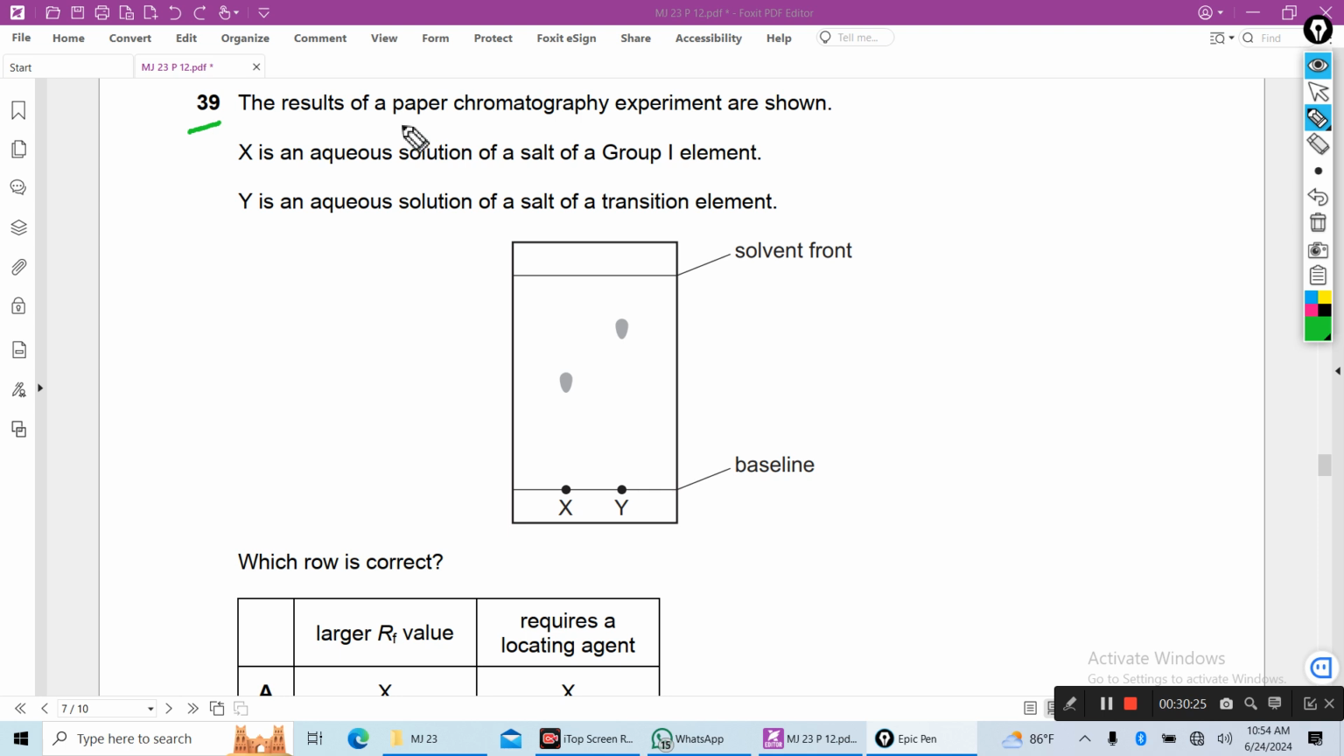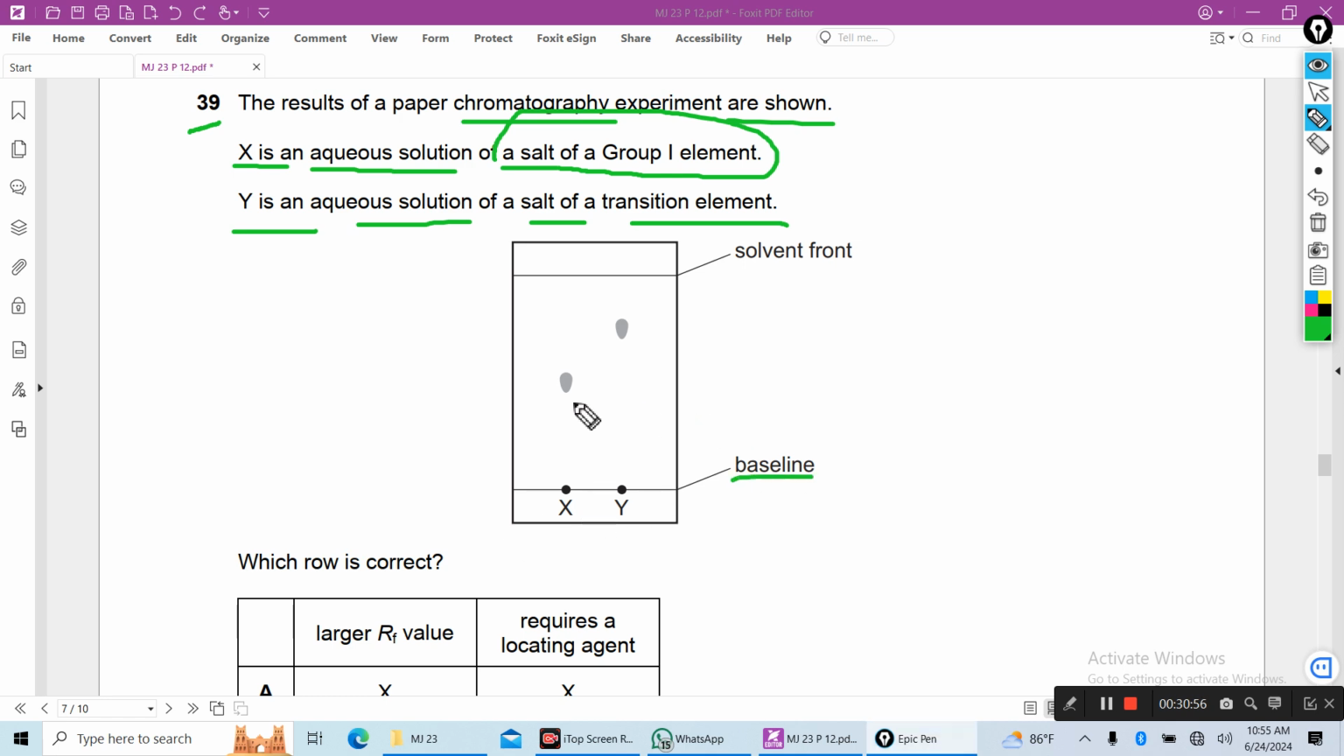Question 39. The results of a paper chromatography experiment are shown. X is an aqueous solution of a group 1 element. You know group 1 element salt aqueous solutions are colorless, say sodium chloride. Y is an aqueous solution of a salt of a transition element, and you know transition element salt solutions are colorful, they have color.